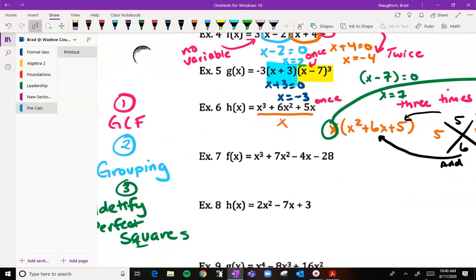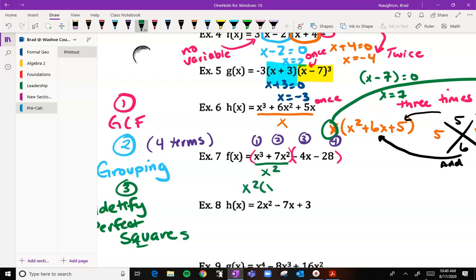So on number 7, no GCF, so we're going to go to grouping. Think 4 terms is usually how you know you're probably going to start by grouping. And we have 1, 2, 3, 4 terms. So parentheses around the first 2 and then the last 2. This is basically GCF 3 times. So this has an x squared in common. When I divide that out, I get x squared, x plus 7. On the right-hand side, we have a negative 4 in common. When I divide that out, I get x plus 7 with a negative 4.